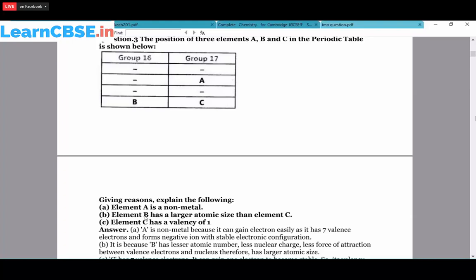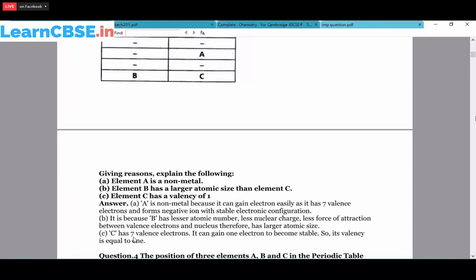Question B: element B has a larger atomic size than element C. Now, element C has the larger atomic size because the period is different. One is present in period 2 and the other in period 4. Once you move down the group, the number of shells increases. So compared to A, C has more shells. B has the lesser atomic number, so less nuclear charge and less force of attraction between the valence electrons and the nucleus, therefore it has the larger atomic size.